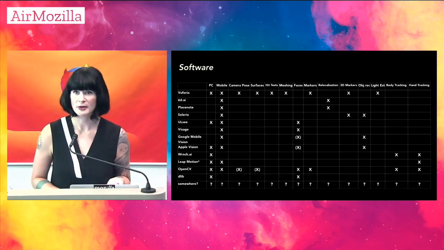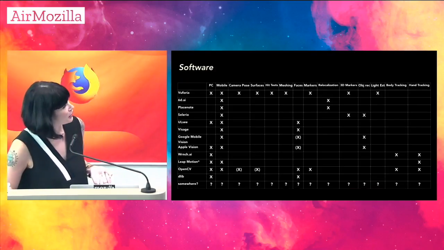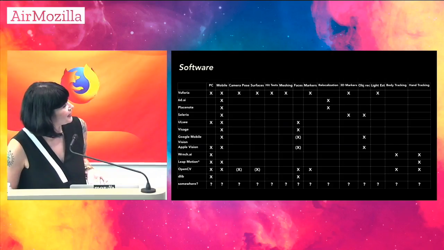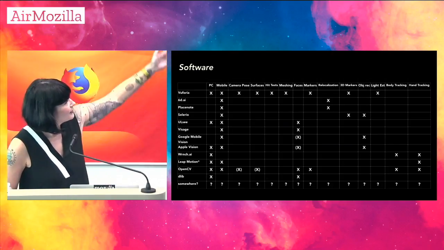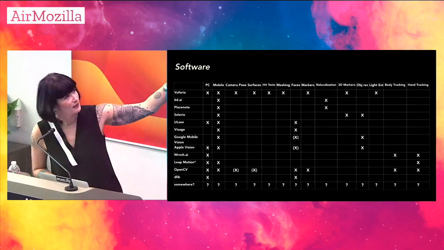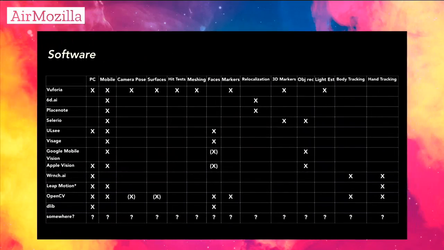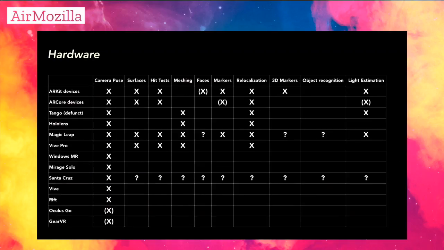Thank you, Matt Schoen, for making this chart. This was a really big chart to make. This is kind of what's out there right now on the software side. So you've got Vuforia, 6D AI, PlayStation SoftKinetic, Visage, those are face tracking, Google Mobile Vision, Apple Vision, Wrnch AI, body tracking, Leap Motion, OpenCV, DLib, and then somewhere out there in the future is a software that can actually take all of these things and run with it. But for right now, you can see that it's a fairly scattered space.